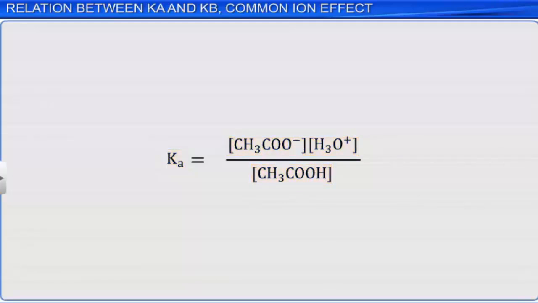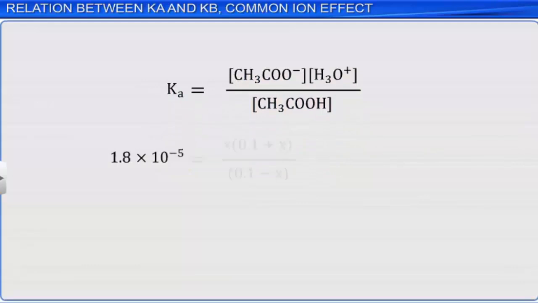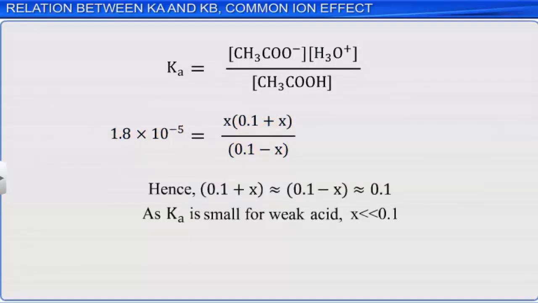Substituting the value of Ka and of the equilibrium concentrations of acetate, hydronium ions and acetic acid, we get 1.8 multiplied by 10 to the power of minus 5 is equal to x multiplied by 0.1 plus x divided by 0.1 minus x. As the acid dissociation constant Ka is small for a weak acid, the extent of ionization x can be assumed to be very, very small compared to 0.1 mole. Hence, you can assume that 0.1 plus x is nearly equal to 0.1 minus x, which is nearly equal to 0.1.